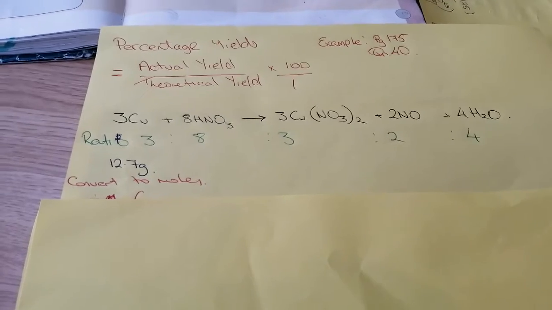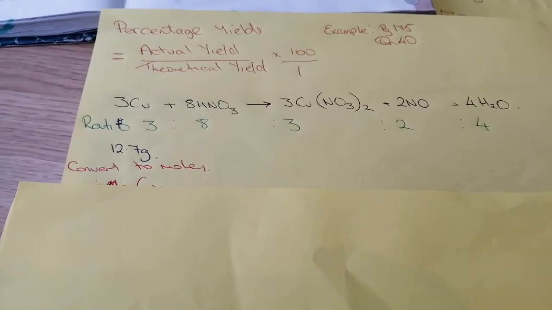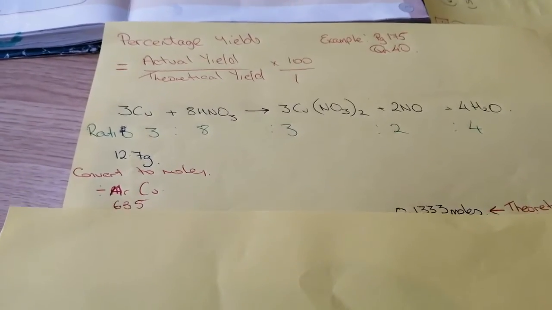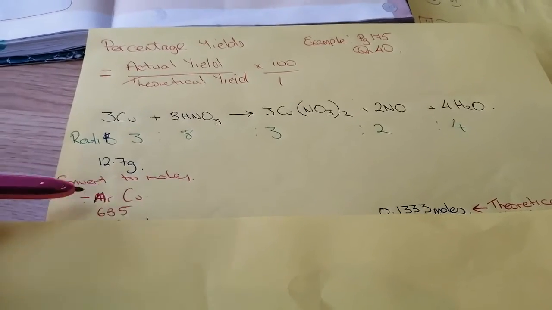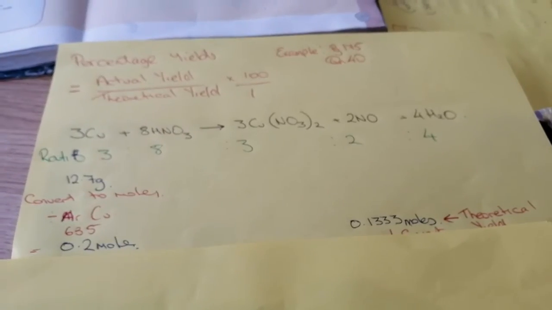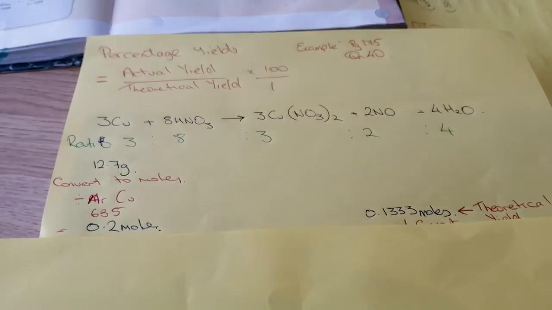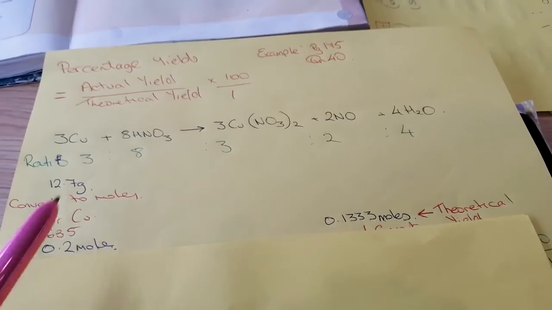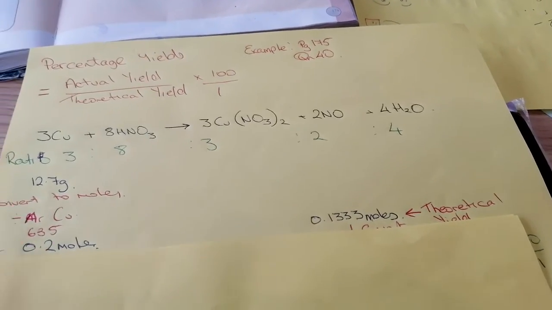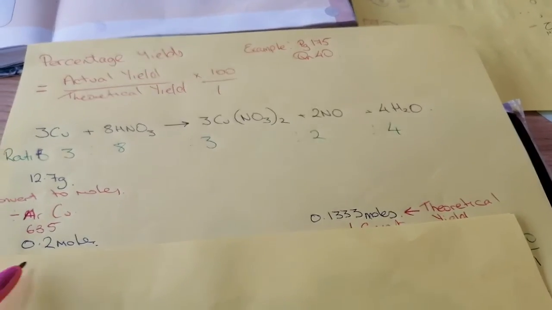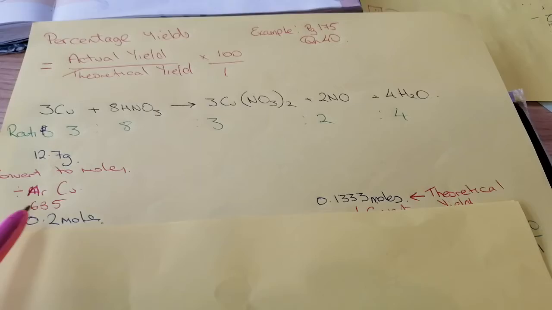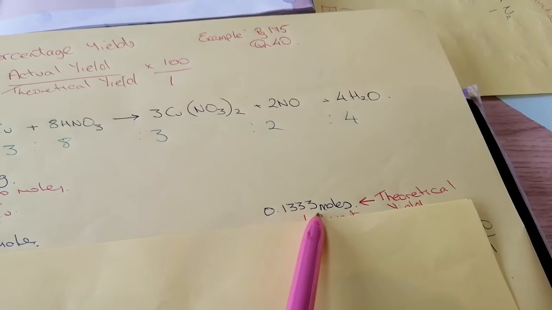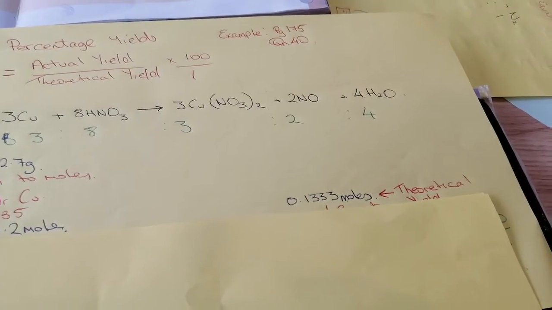So the first thing we do is convert the mass of copper to moles, just like all the rest of them. We divide it by the atomic mass of copper, which is 63.5. So we know that we have 0.2 moles of copper. Now we have to get our new ratio. The ratio of copper to nitrogen monoxide is 3:2. So I divided the 0.2 by 3, multiplied it by 2, and I got that as my theoretical yield.